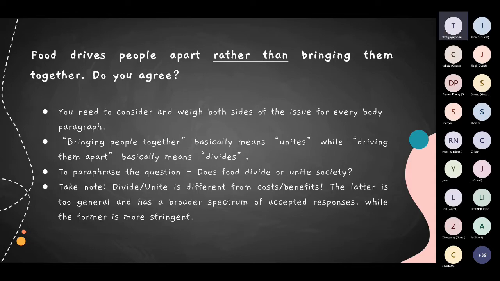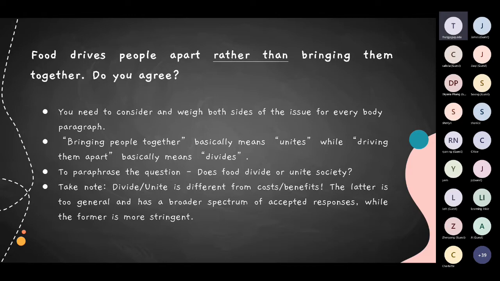So it's good to always paraphrase the question, because sometimes when you see this question, it can be very long. For me, I like to summarize the question in the most succinct way possible, so that it helps me when I reread the question in my head, because I don't want to think of this entire long sentence. I want to summarize it. So to paraphrase this question, I simply shorten it to: Does food divide or unite society? Okay, and take note of the last point. The last point is very, very important.